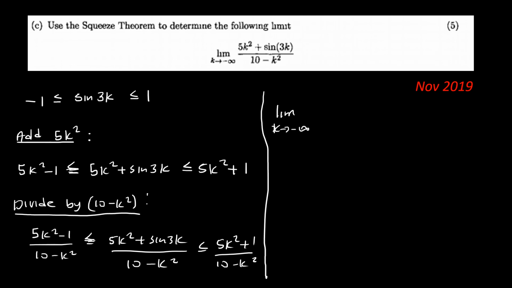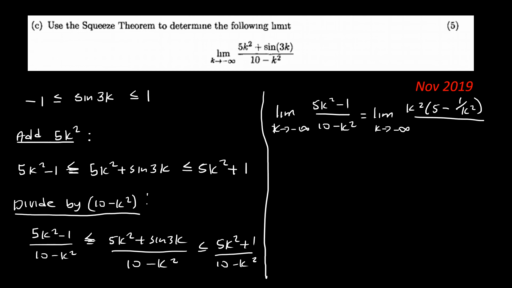So we start with the left hand side. We have 5k squared minus 1 over 10 minus k squared. Remember, again, you take the term with the highest exponent, which is k squared. If I take out k squared, I'm left with 5 minus 1 over k squared over, at the bottom, if I take out k squared, I'm left with 10 over k squared minus 1.